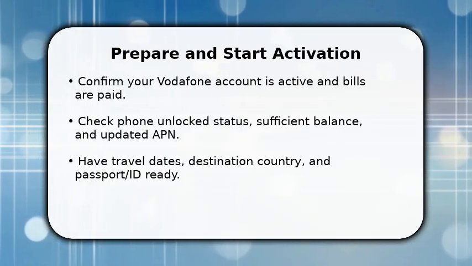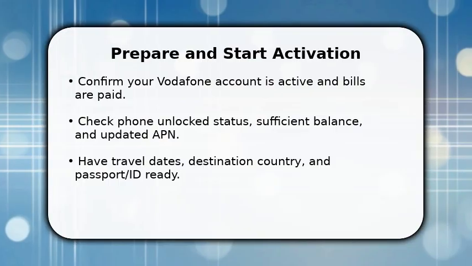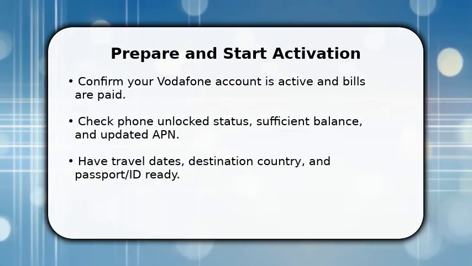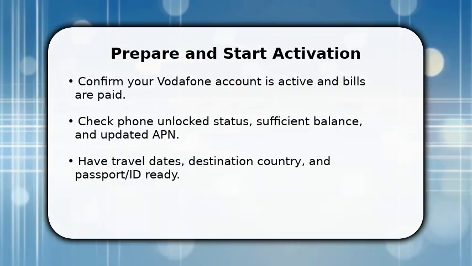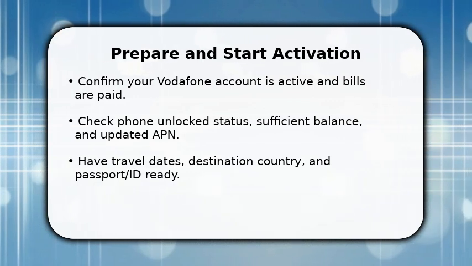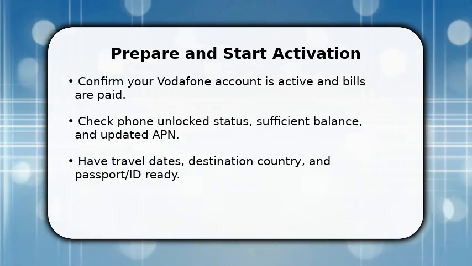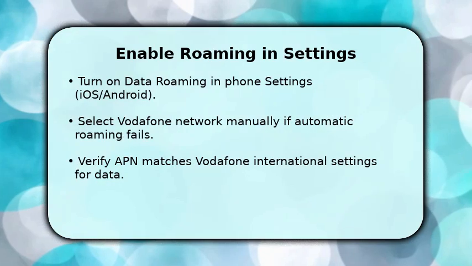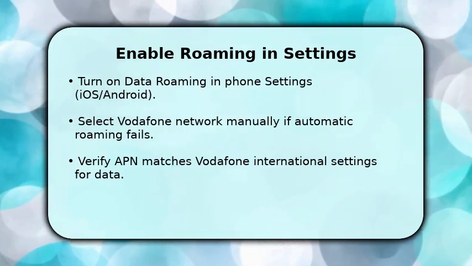If you prefer, call Vodafone support to request roaming activation immediately. Otherwise, proceed in app. Save screenshots of any confirmation numbers and keep your device on and charged while the network applies changes. Once your account shows roaming enabled, go into your phone settings.